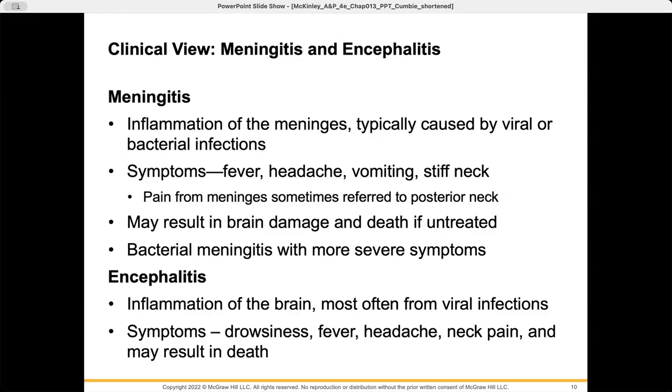The last clinical view involving the brain and the meninges is encephalitis, inflammation of the brain itself, most often from viral infections that are able to spread to that tissue. And some symptoms include drowsiness, fever, headache, neck pain. And again, if encephalitis is not taken care of with antivirals and therapy, this is also a very serious medical condition as well.